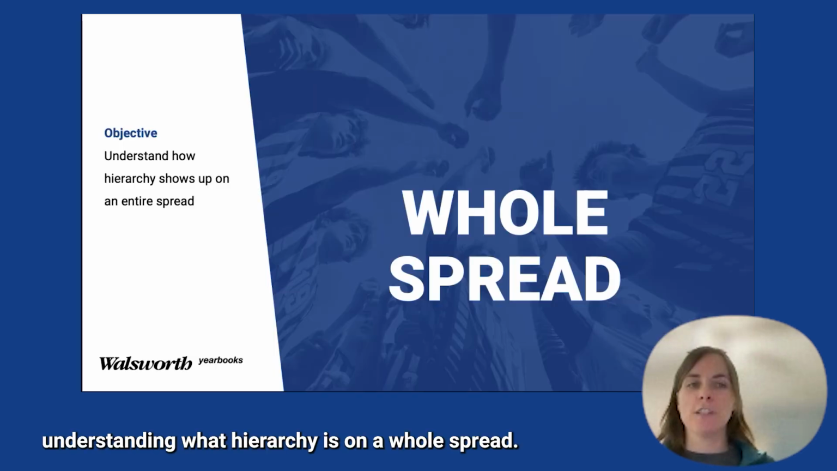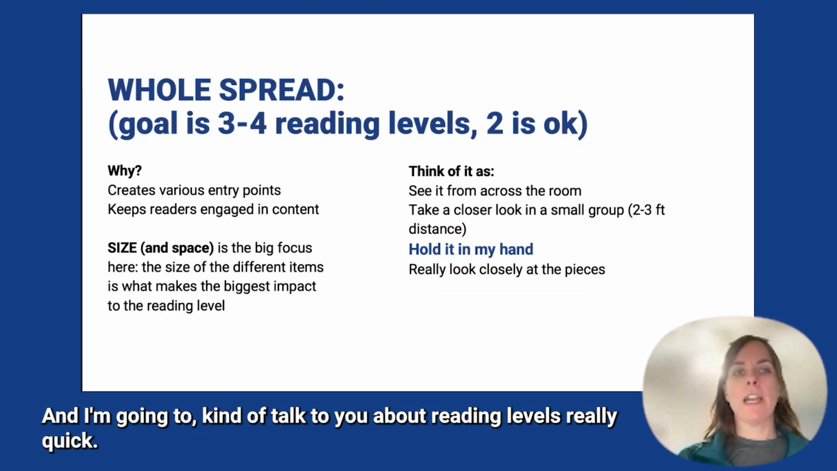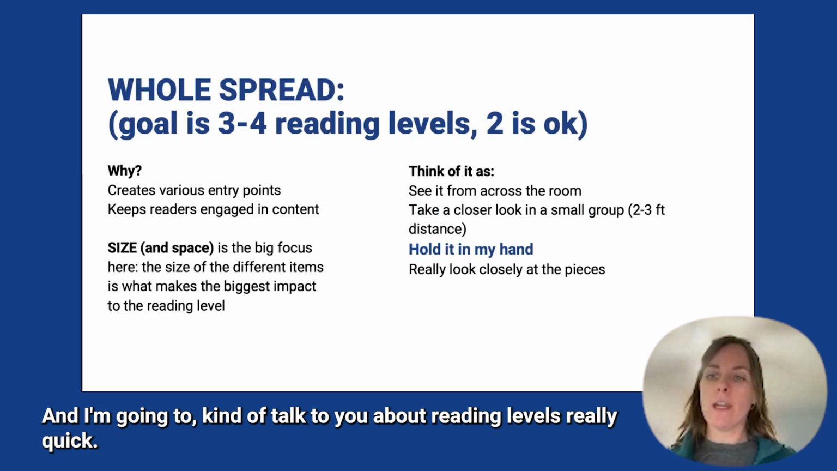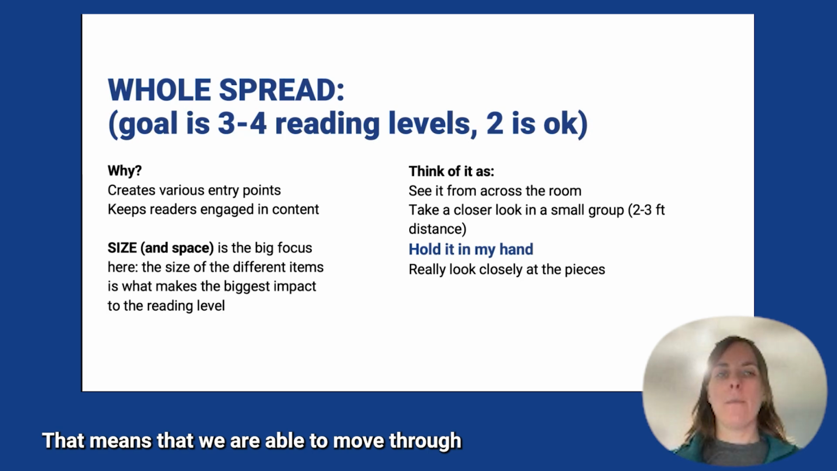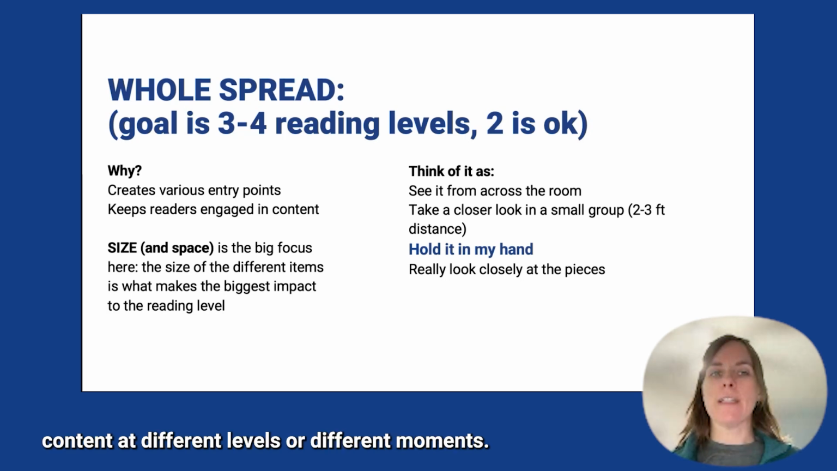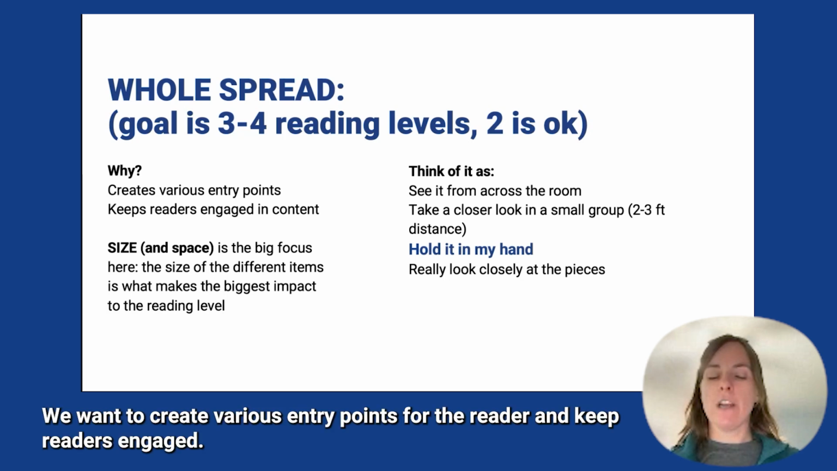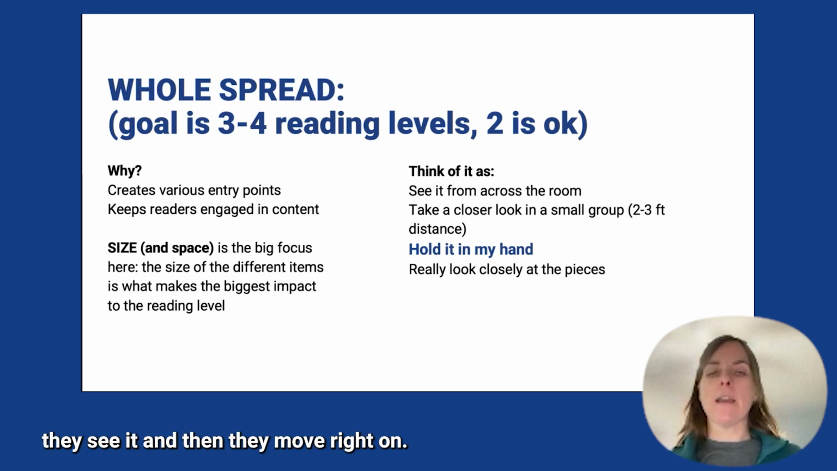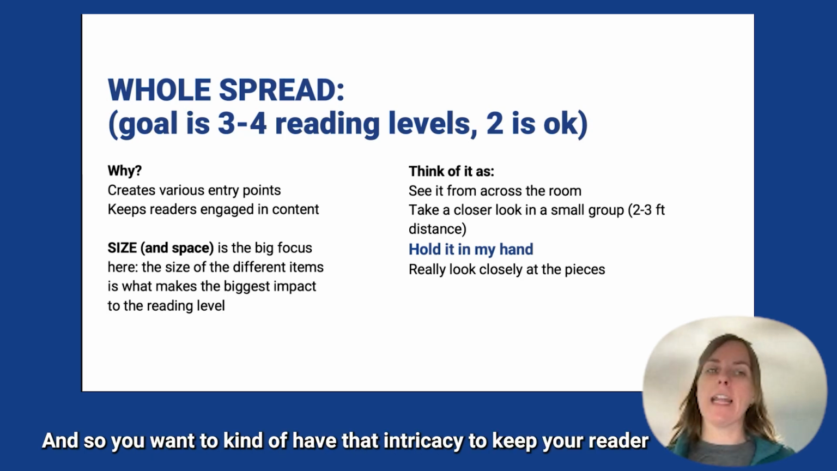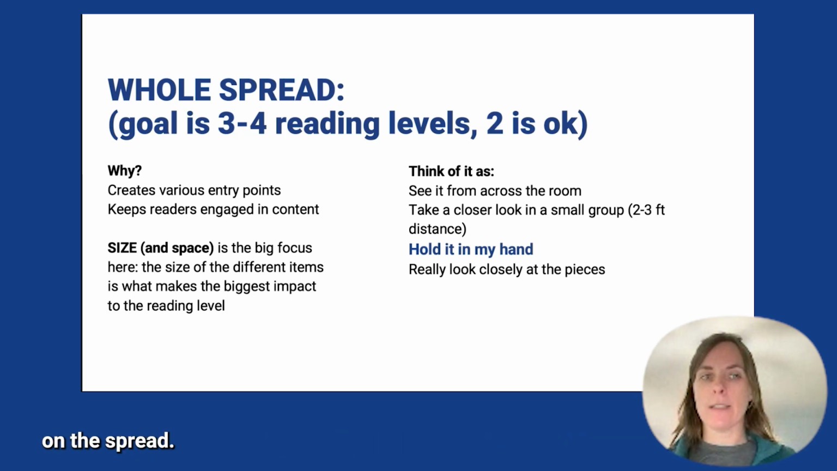So let's start by understanding what hierarchy is on a whole spread. And I'm going to talk to you about reading levels really quick. Our goal for a whole spread is to have 3 to 4 reading levels. That means that we are able to move through content at different levels or different moments. We want to create various entry points for the reader and keep readers engaged. If everything jumps out at the reader, what they do is they see it and then they move right on. And so you want to have that intricacy to keep your reader on the spread.